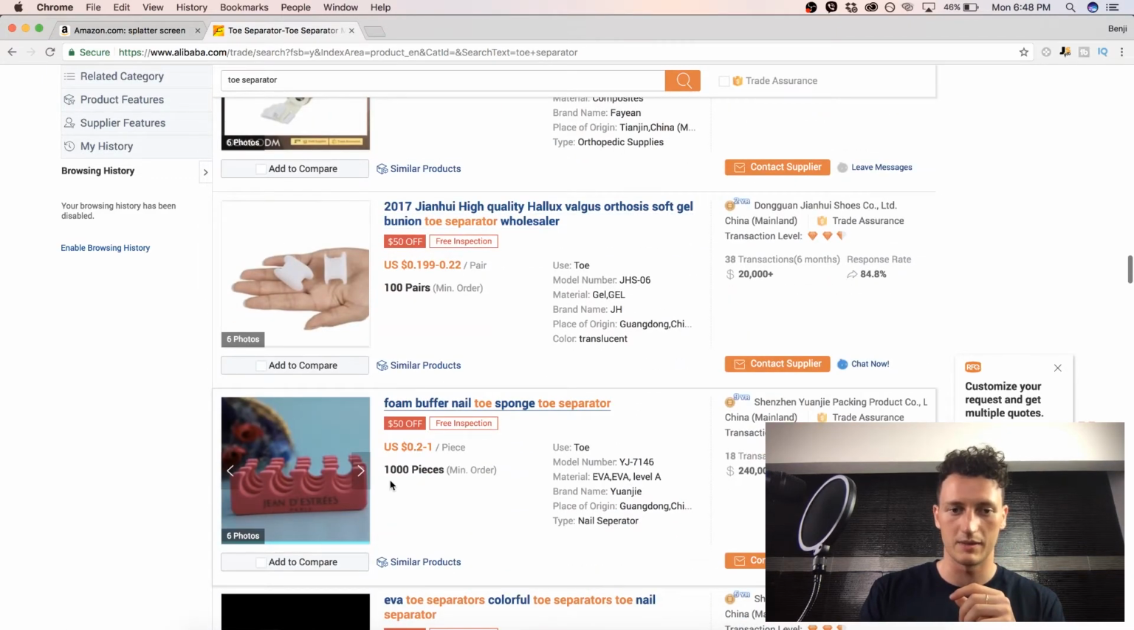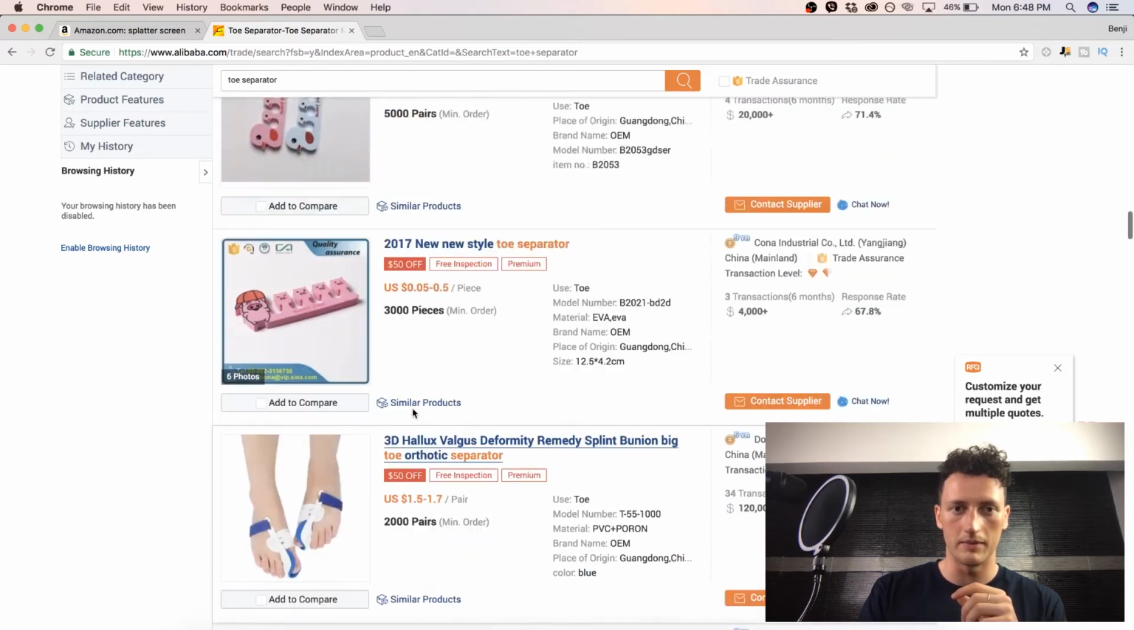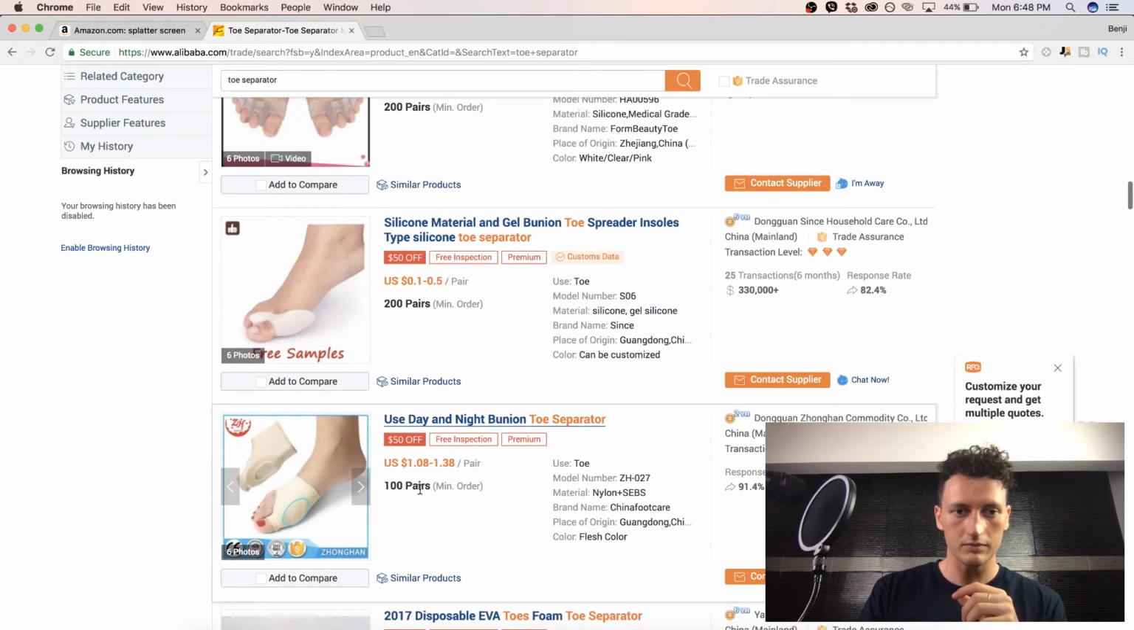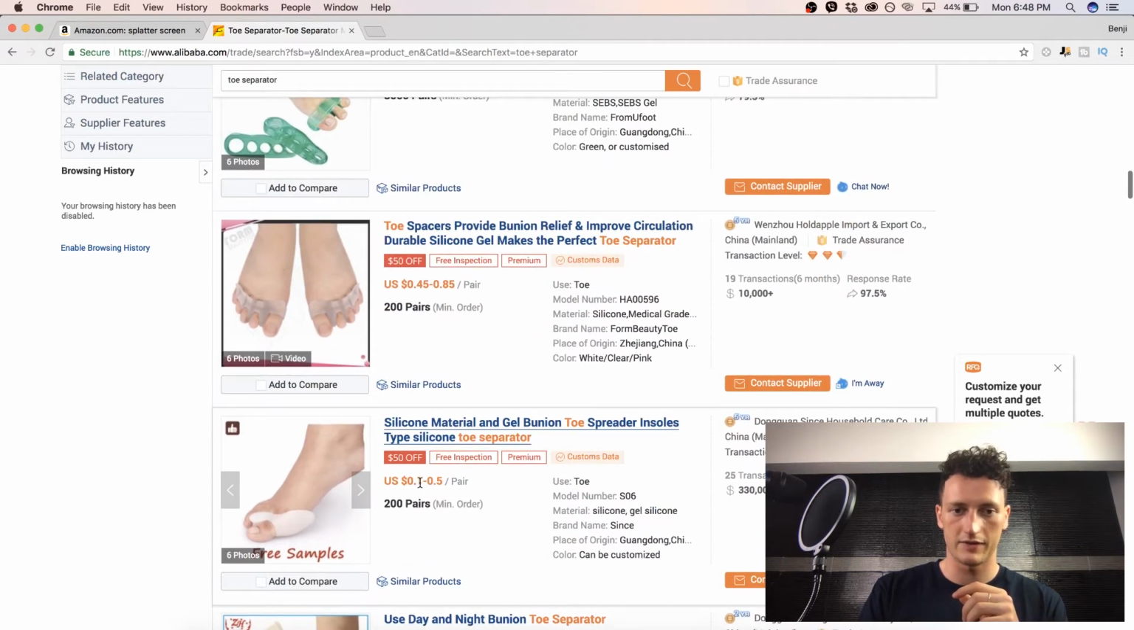So this is minimum order, 1,000 pieces. Find someone with a low minimum order. Here's 100 pairs for $1 each. 200 pairs for 10 cents each. So this product, for example, would cost you $20 to source. Ship it, maybe another $20. It's $40. You're in on Amazon. You have 200 pairs of them, and you can get started on a really low budget.